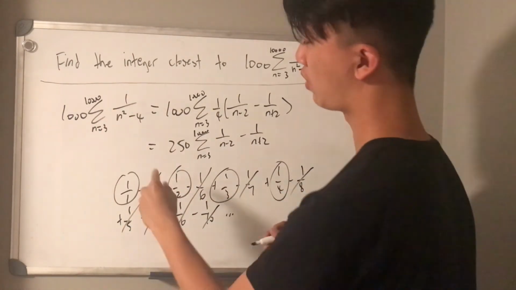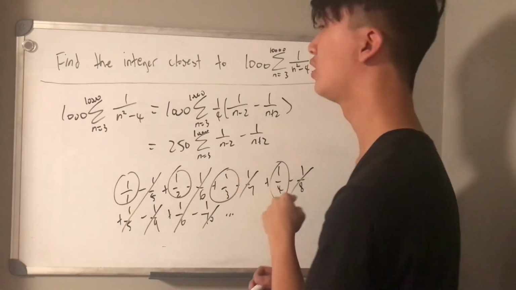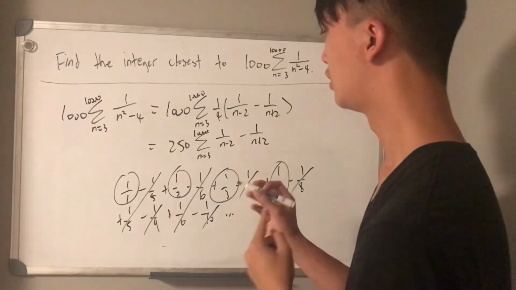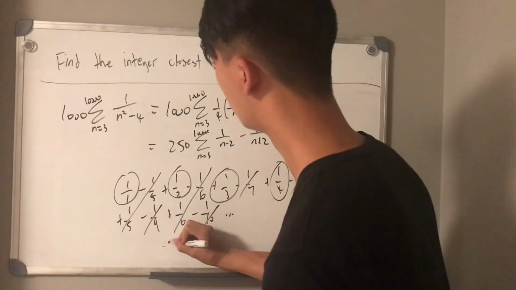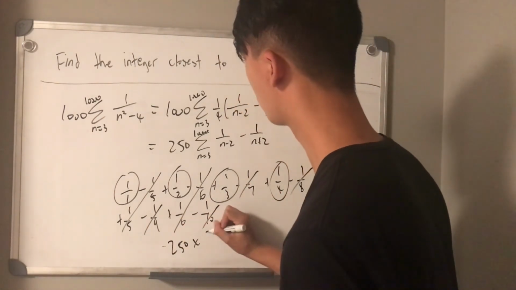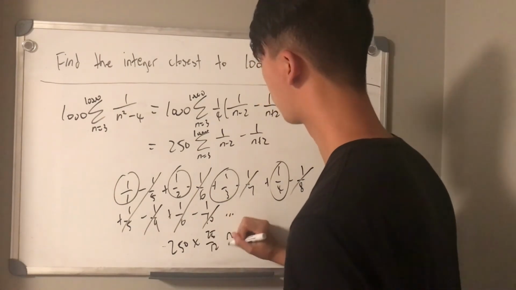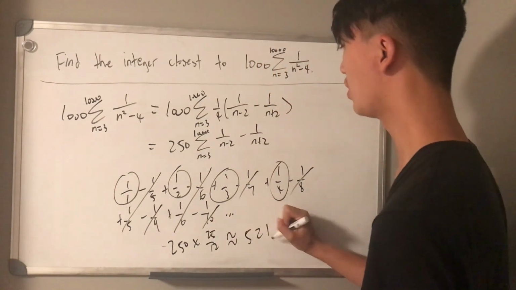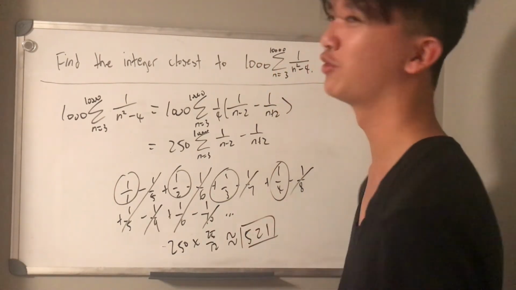Alright, so adding 1 over 1, 1 over 2, 1 over 3, and 1 over 4 gives us 25 over 12. So our final answer is equal to 250 times 25 over 12, which is approximately equal to 521. And that is our answer, and we are done.